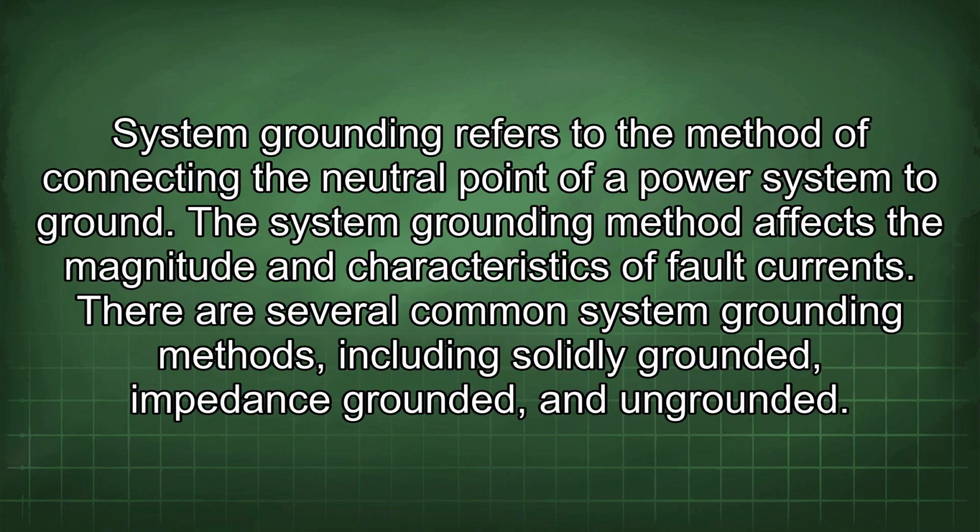System grounding refers to the method of connecting the neutral point of a power system to ground. The system grounding method affects the magnitude and characteristics of fault currents. There are several common system grounding methods, including solidly grounded, impedance grounded, and ungrounded.